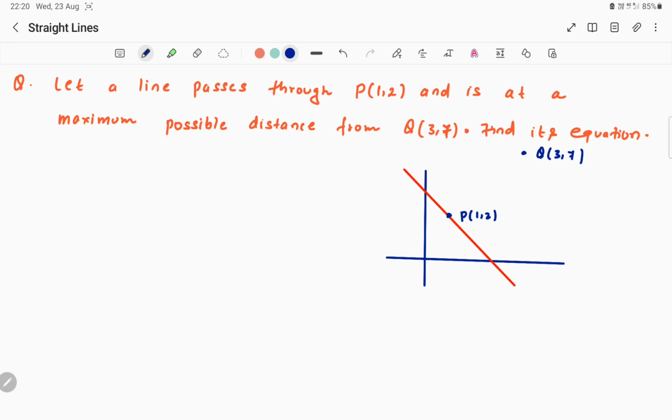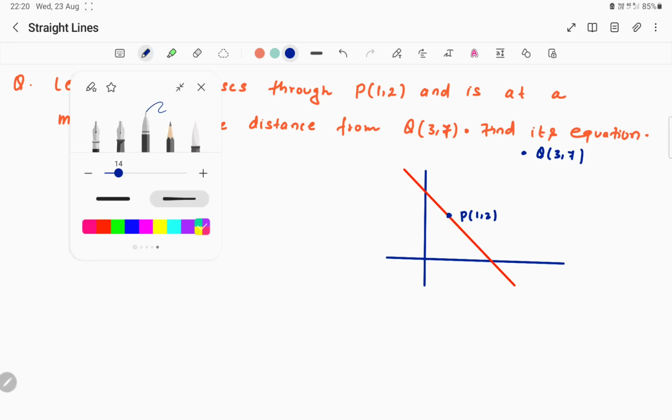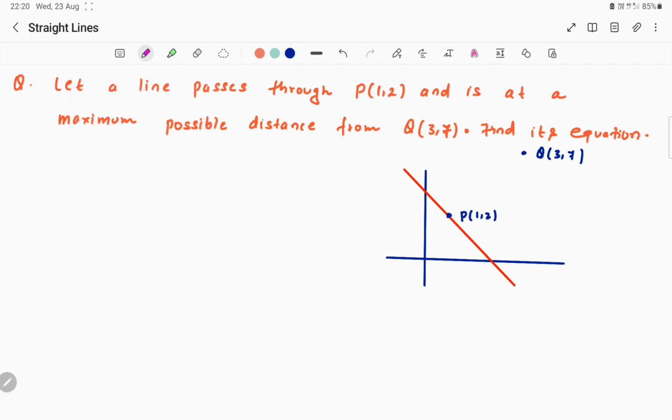Now, which line will be at maximum possible distance? I would say you see multiple lines. Okay, I'll say you draw a line like this. What is the distance of the Q from the line? Answer is 0, because Q lies on the line itself, isn't it?